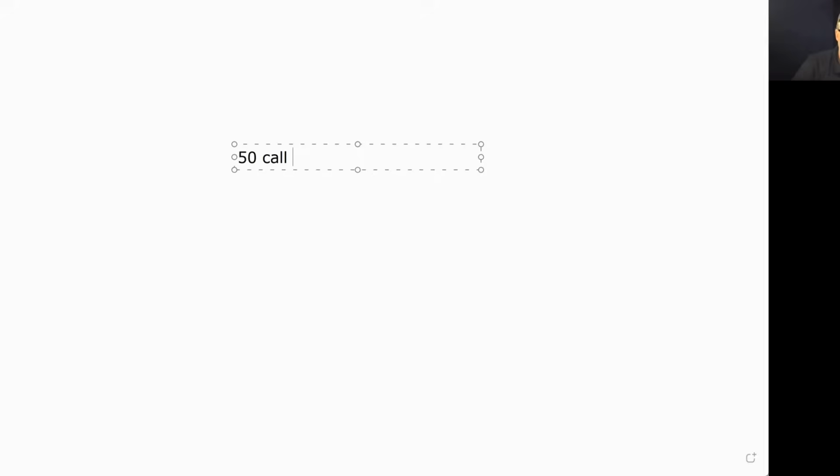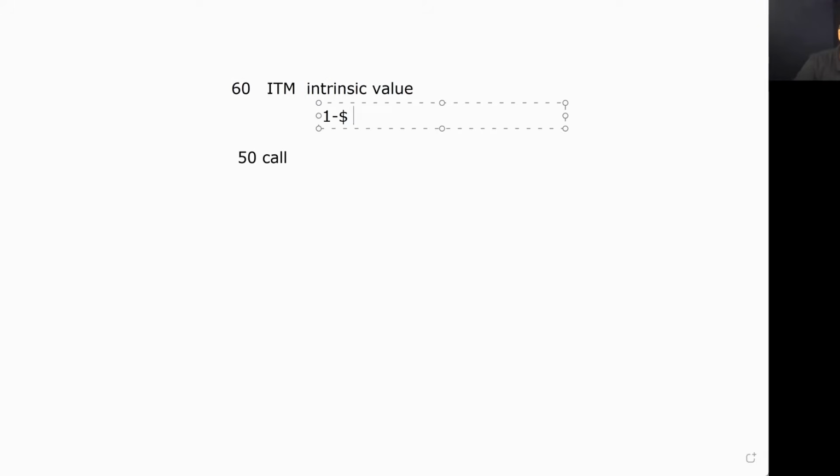If the market price is at 60, that's in the money. And that means it has intrinsic value, okay? Intrinsic value is the in-the-money amount. So in this case, there's $10 of intrinsic. Now, the premium is made up of different things, okay?